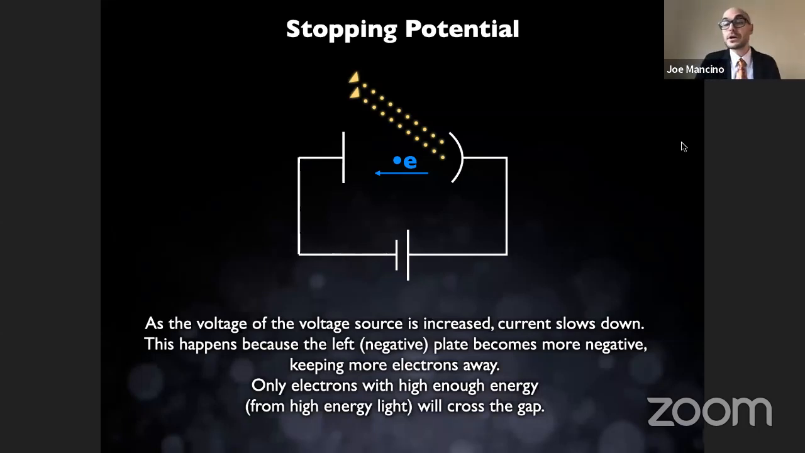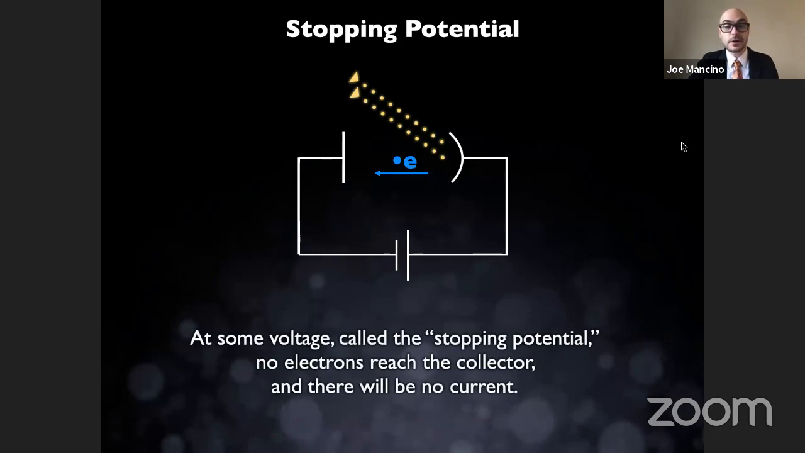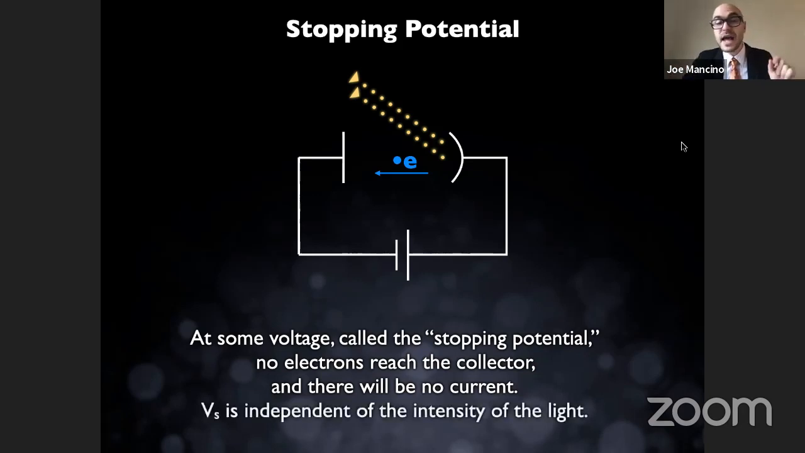So you can measure the maximum energy of the ejected electrons by looking at the voltage it takes to stop those electrons. At some voltage that you dial, called the stopping potential, no electrons make it to the collector. There is no current. But the stopping potential is independent of the intensity of light, and that is super weird for classical physics. This was impossible to explain before 1905. Even the brightest light did not change the stopping potential.